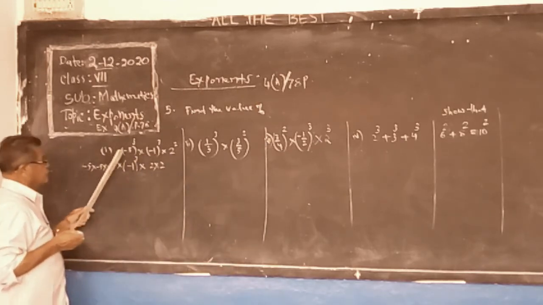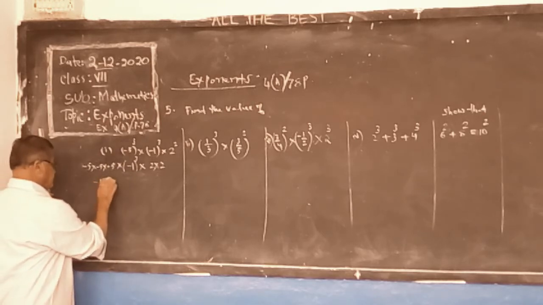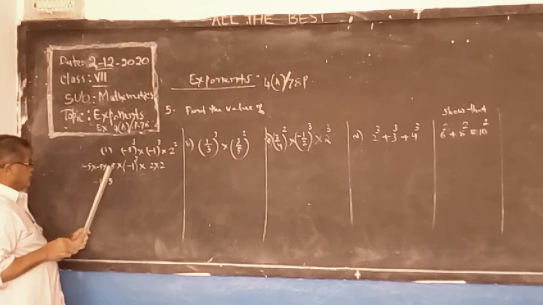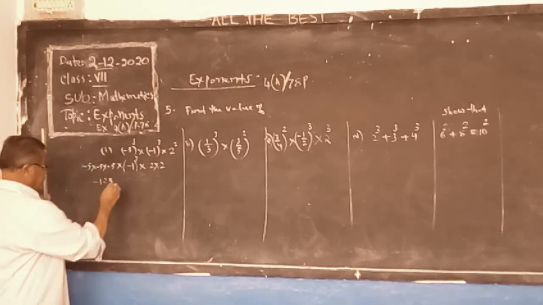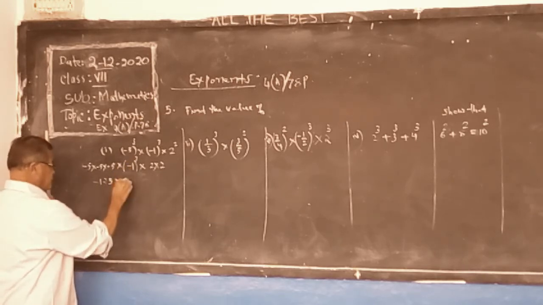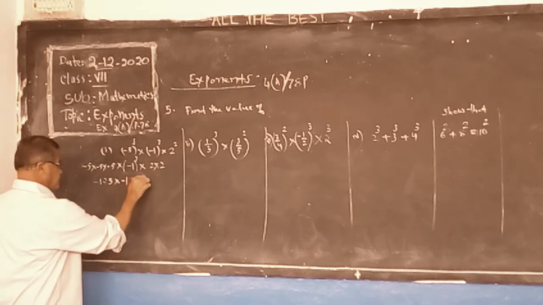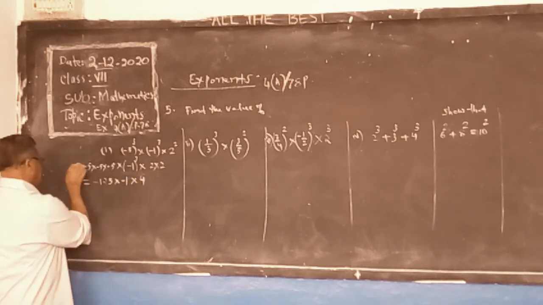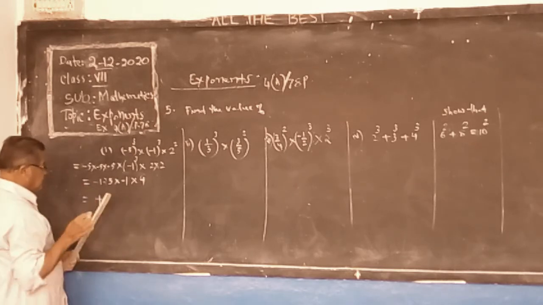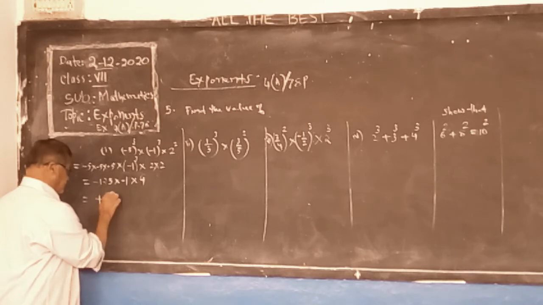Now, the value of minus 5 cube is minus 125. 5 5s are 25, 25 5s are 125. And minus 1 whole power 7. Since it is odd power, we can write minus 1 only. 2 into 2, 4. Now, minus into minus becomes plus. For 125 fourths, we can directly write 500.